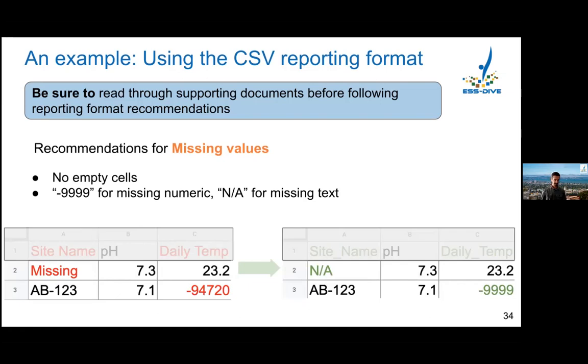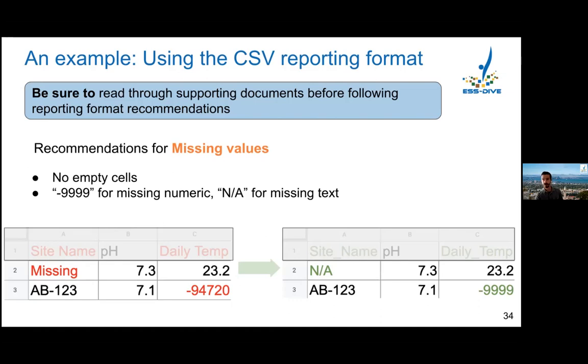Now, the example on the left doesn't follow the recommendations because it uses the word missing for missing data, and it uses the zip code of Berkeley Lab for the missing numeric data. On the right, you see that by switching to n/a and -9999 for the missing numeric, the spreadsheet now adheres to the recommendations by the CSV reporting format.